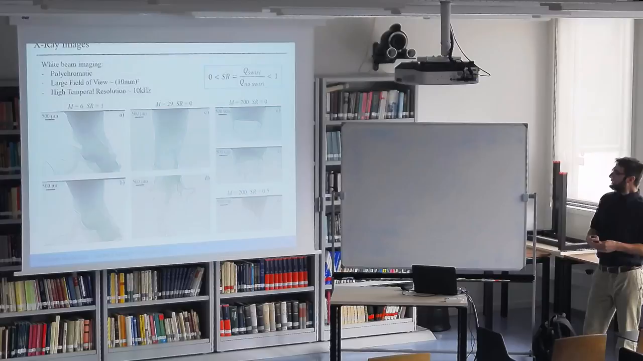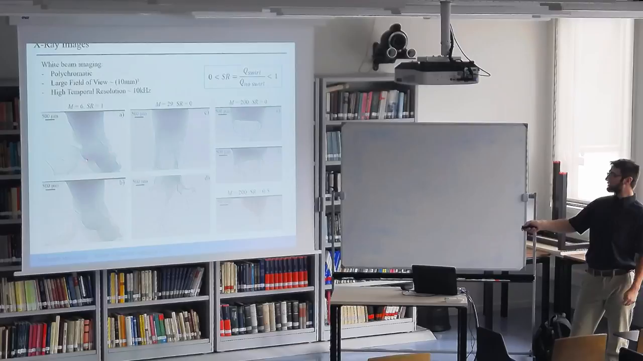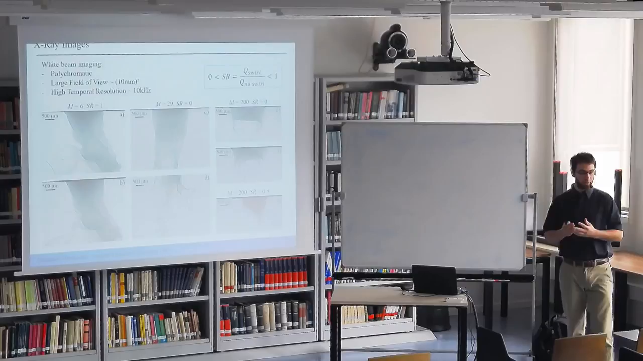So at very low momentum ratio, you can see very clearly the bag forming and breaking on those two successive images. And you can see that also you have an intact liquid core. It's very corrugated on its surface. There's a lot of length scales here.